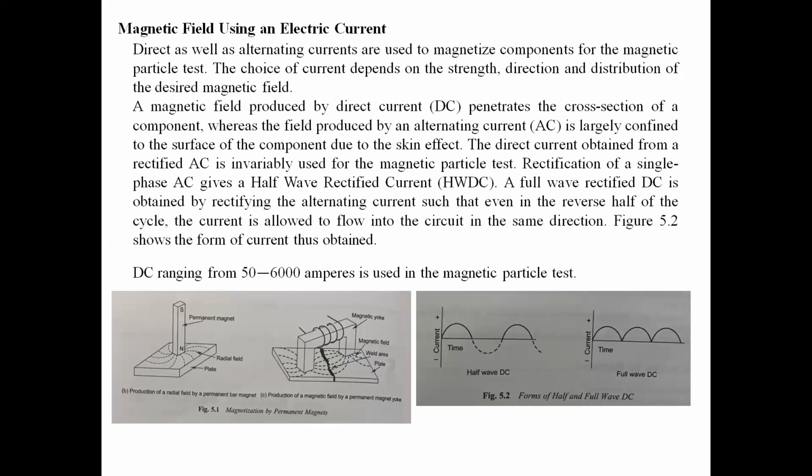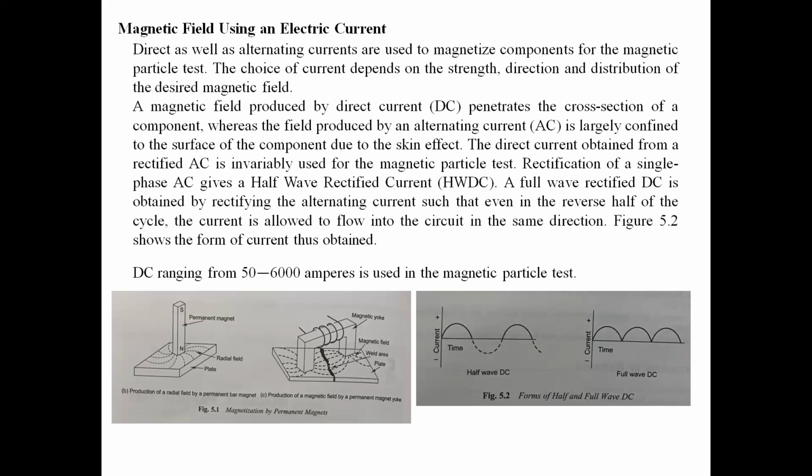We have two types of currents. What is DC and AC? DC means direct current, and the second one, AC, is alternating current. If you produce the magnetic field by using direct current, it has more penetration capability. Suppose if you want to test the surface defects or subsurface defects which are nearer to the surface, then we are using AC current for magnetization of the material, to convert the material into magnetic material.